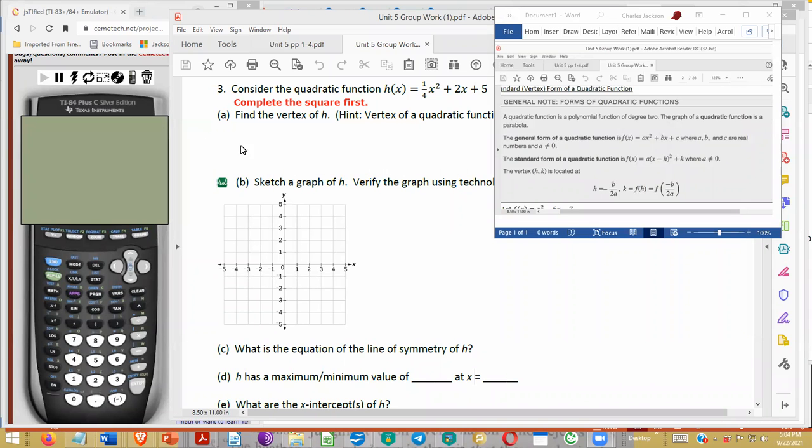Here is number 3 of today's ALA, where we are going to find the vertex by putting h of x into vertex form. Vertex form is y equals a times the square of x minus h plus k. I've seen this called standard form also.